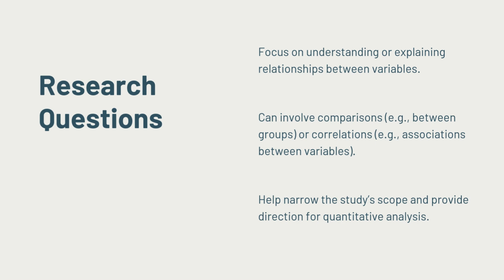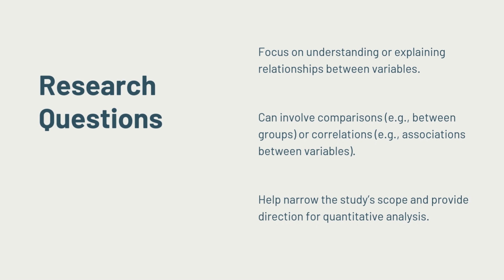So, in a question like this, we're exploring a possible relationship between two variables, and that is time on social media, and the other variable is academic performance. So, a question like this aims to see if a change in social media time is connected to a change in the other variable, which is academic performance.